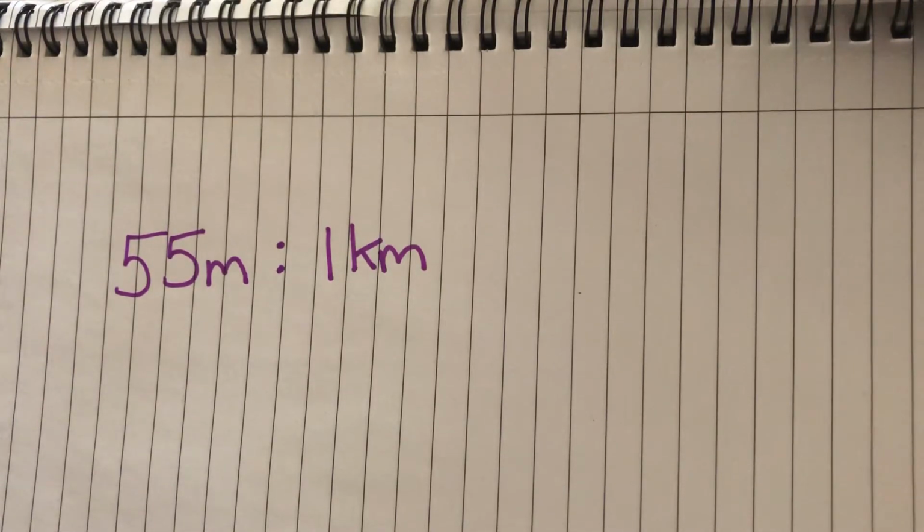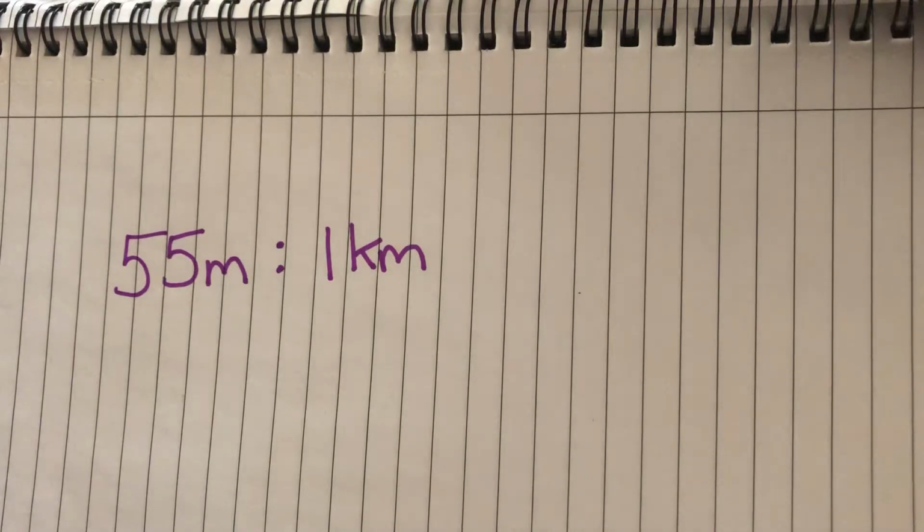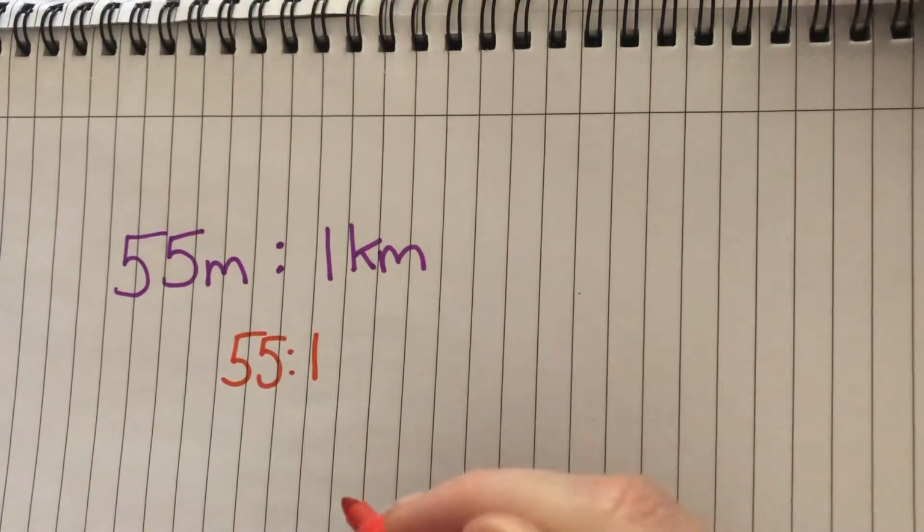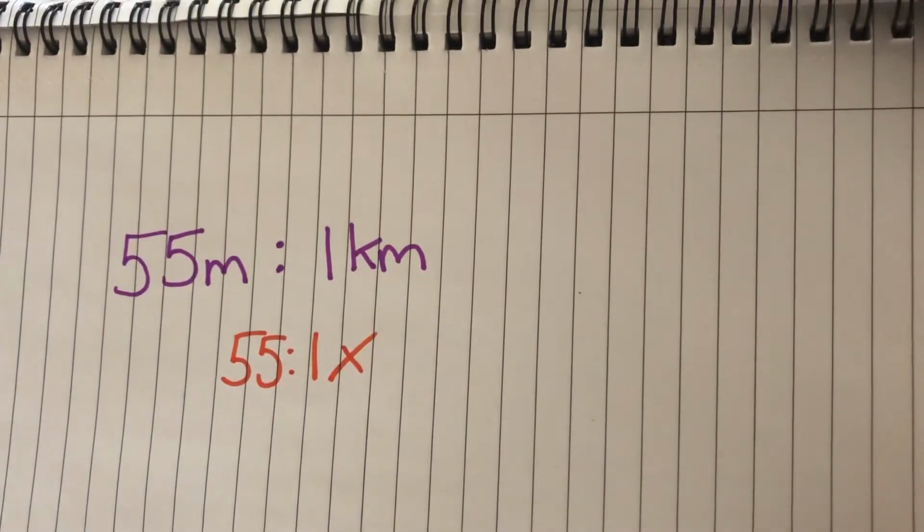So this isn't rice and water, right? They're not two different things. They're still both measurements of length. So in this instance, if we wrote 55:1, that would be super wrong. So what is it that we actually have to do first?